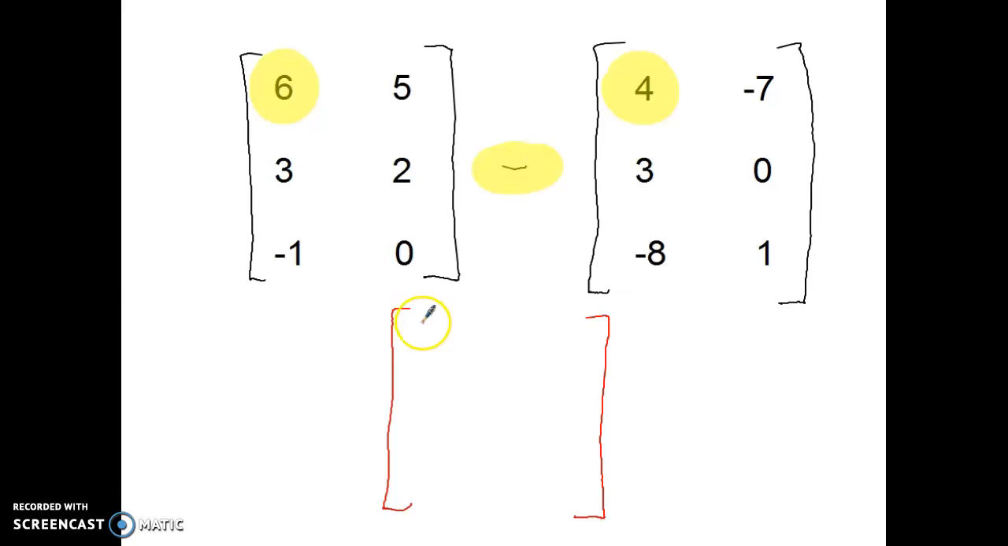So 6 minus 4 would be 2. Next, 5 subtracted negative 7 is the same as 5 plus 7. Then I have 3 subtract 3, 2 minus 0, negative 1 subtract negative 8 is the same thing as negative 1 plus 8, and last is 0 subtract 1, which is negative 1.